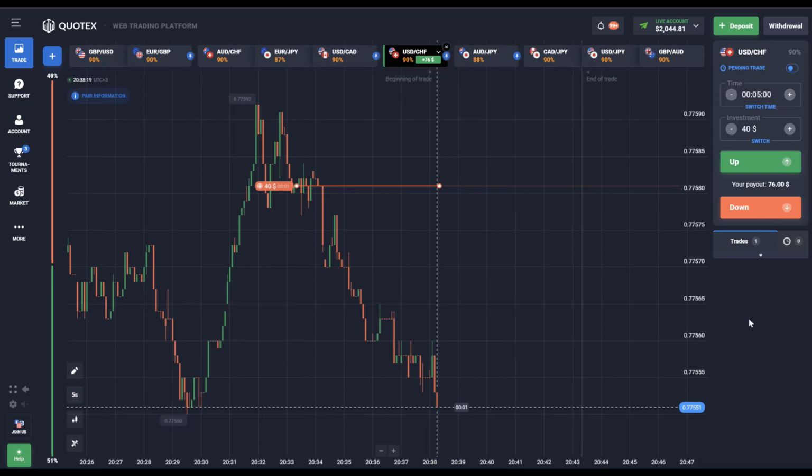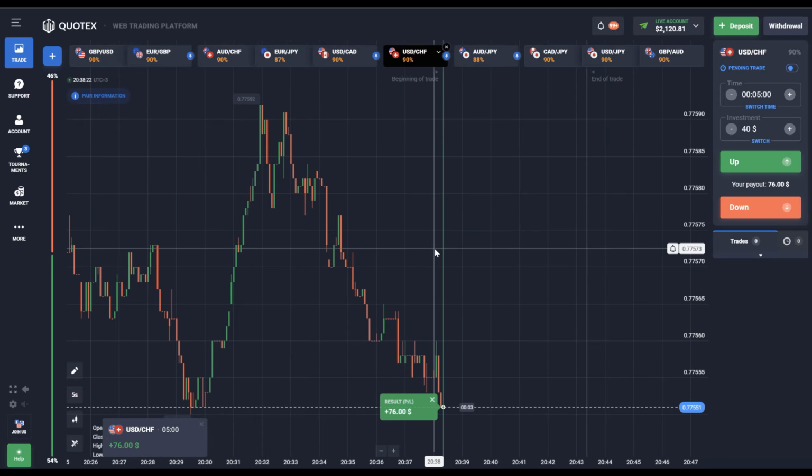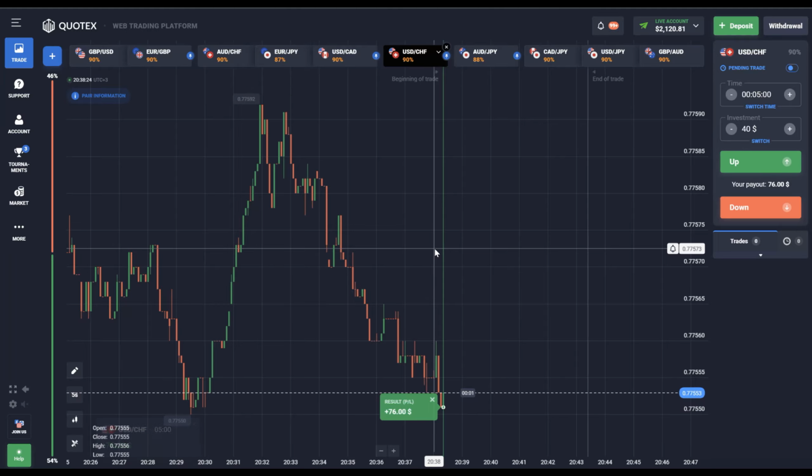3 seconds, the trade closes in profit. The price dropped a bit more, and as a result of this session, we have 7 trades in profit and 1 trade at a loss. The result is actually quite good.